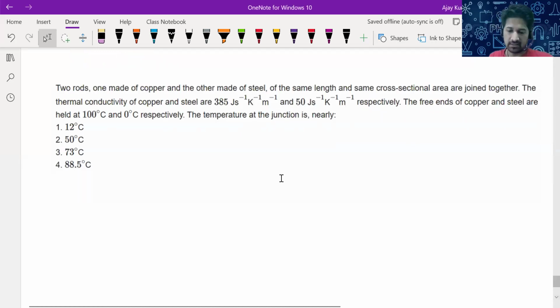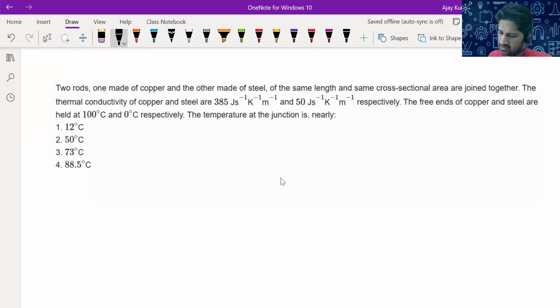Fine. It is given that there are two rods, one made of copper and the other made of steel, same length and same cross-sectional area, but materials are different, copper, steel, so conductivities will definitely be different. They are joined together. The thermal conductivity of copper and steel are given to you. The free ends of copper and steel are held at 100 and 0. The temperature at the junction is nearly.